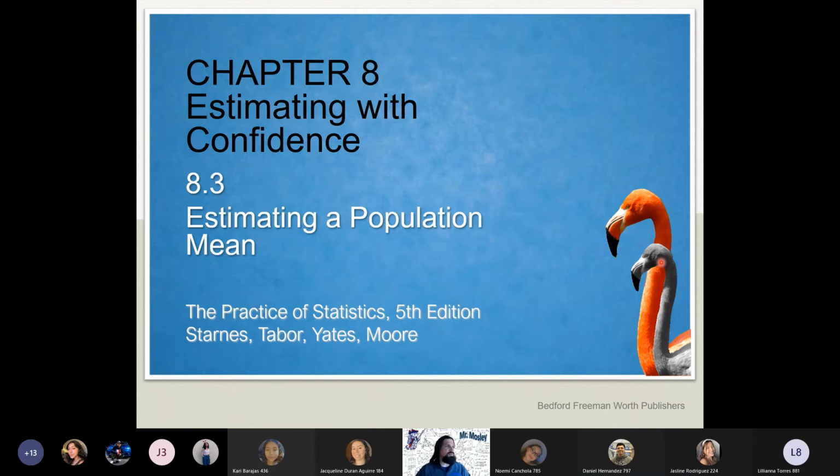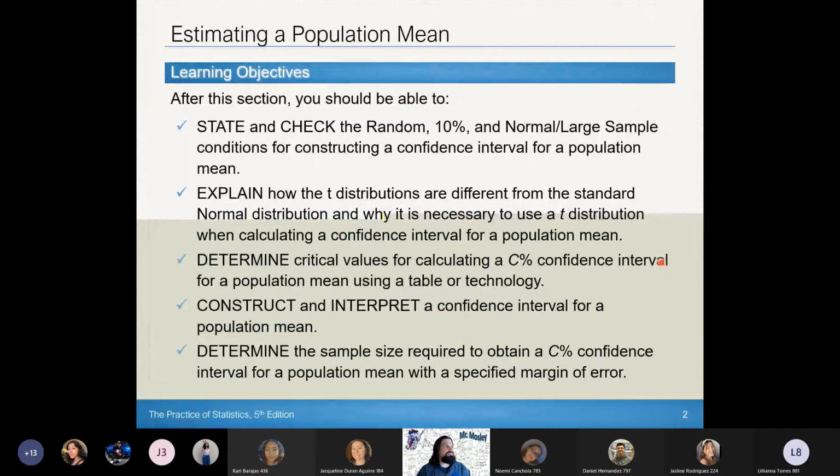All right, so here we are, Chapter 8, Estimating with Confidence. We're doing Section 8.3, Estimating a Population Mean. So today we're going to look at all of these things. We're going to learn how to state and check the random, 10%, and normal/large sample conditions for constructing a confidence interval for a population mean.